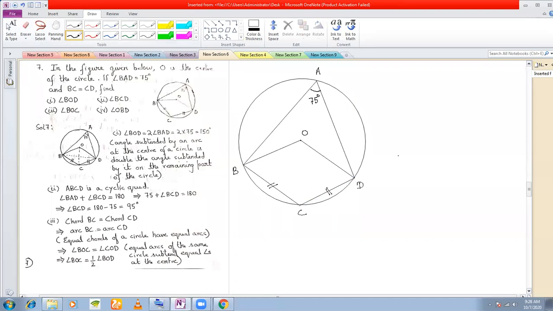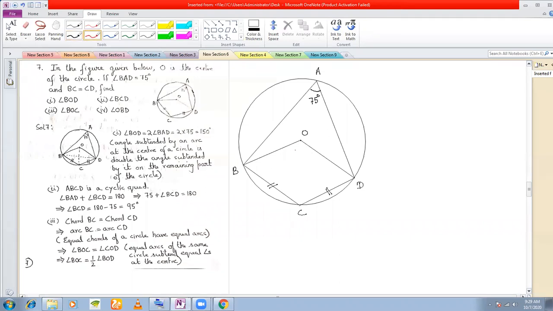Okay, this is your figure. In the figure given below, O is the center of the circle. Also, angle BAD is given to be 75 degrees, which I have marked. I already marked it in the question also. And BC is equal to CD. So these two chords are given to be equal. Chord BC is equal to chord CD. The first question is find angle BOD.